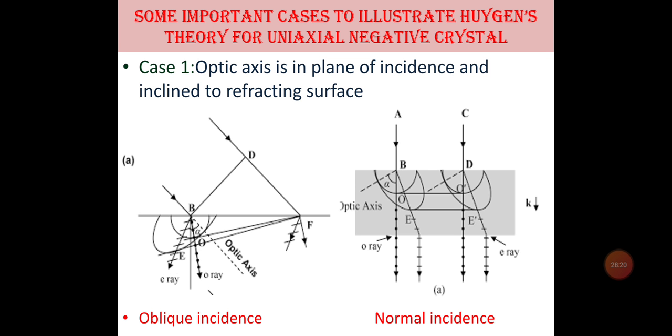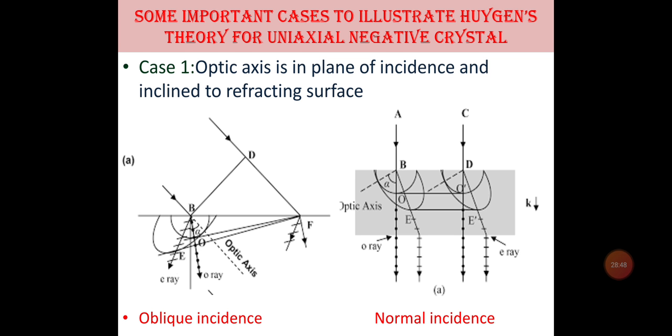But here the refracted ray E is not perpendicular to the extraordinary wavefront. You can see in the figure that the refracted ray E is not perpendicular to the extraordinary wavefront. So in general we can say that the laws of refraction are not obeyed by the extraordinary ray in this particular case. Now we will see the figure of normal incidence.